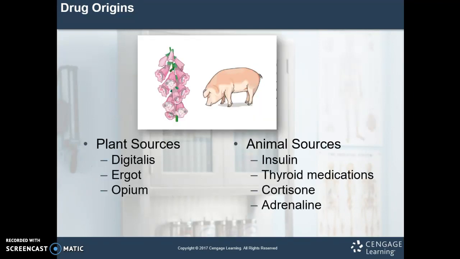So where do drugs come from? Drugs can come from plant sources, such as the digitalis plant. That's that beautiful pink flower you see there. Really, really pretty. It's called foxglove.